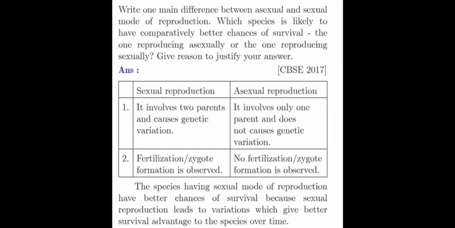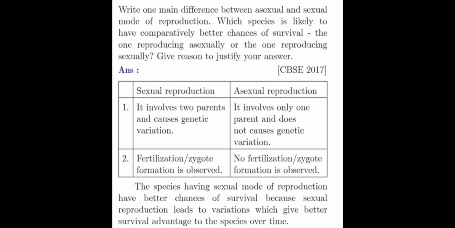Question number 5. Write one main difference between asexual and sexual mode of reproduction. Which species is likely to have comparatively better chances of survival? The one reproducing asexually or the one reproducing sexually? Give reason to justify your answer. Here is the answer.